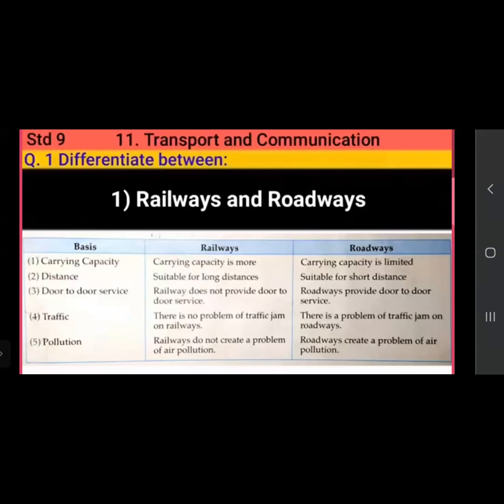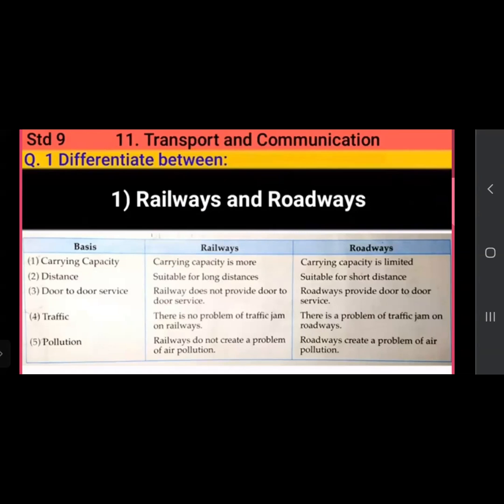Now, differentiate between railways and roadways. The basic points are given, and on the basis of those points, you have to differentiate. Railways: the passenger and goods carrying capacity is very high, maximum. Roadways: carrying capacity is limited. Then distance: railways are suitable for long distance, and roadways are suitable for short distance.